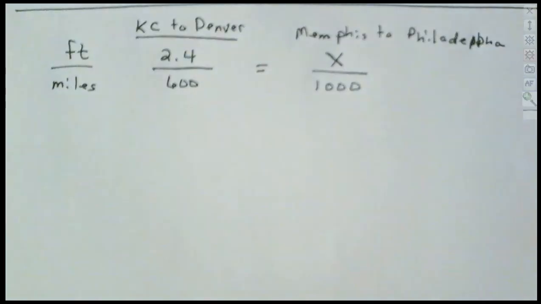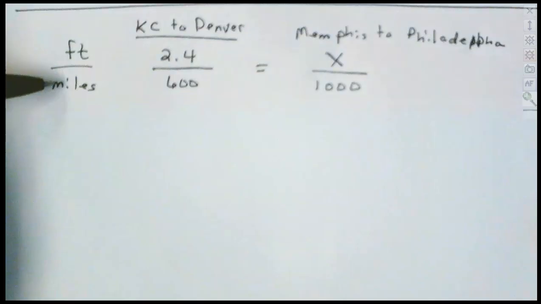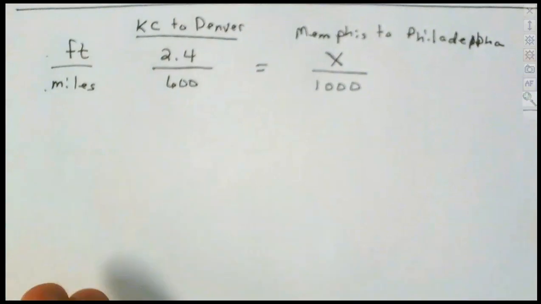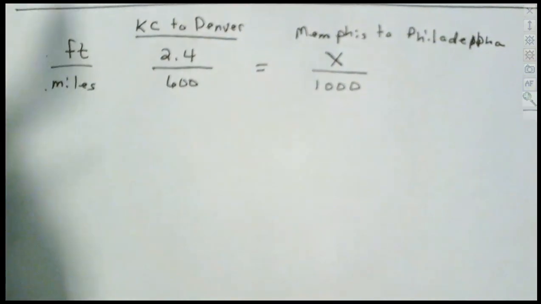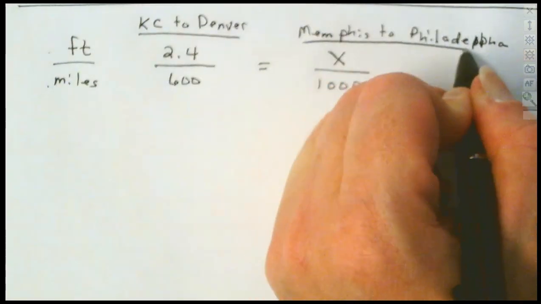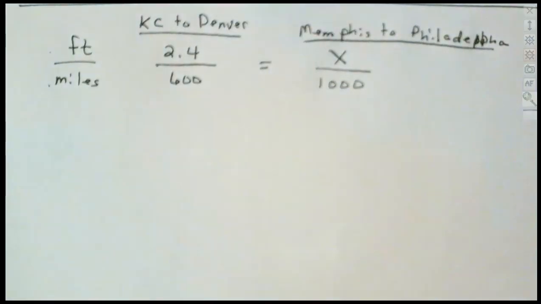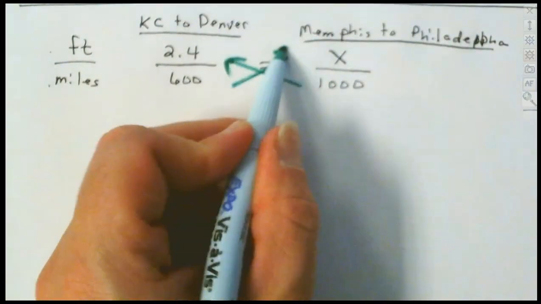Everyone okay with how I set up the ratio? However you want to pick it, doesn't matter. You could have put miles on the top and feet down below. As long as you're consistent, that's all that matters. So you set your ratio, and then sometimes it's going to be easier to label. Now we've got it. We can easily solve it. We cross multiply, and we're done.